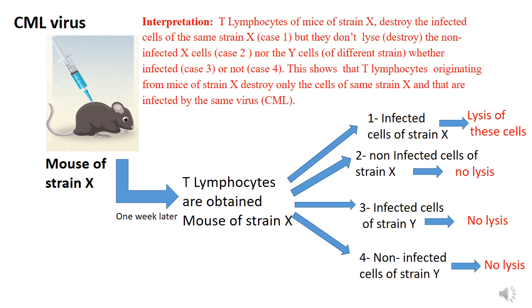This shows that T lymphocytes originating from mice of strain X destroy only the cells of the same strain X. So you saw that Y strain cells are not destroyed, even though they are infected by the same CML virus. This is what we call the double recognition. So the T lymphocyte should recognize the cells that belong to the same strain and that are infected by the same virus.